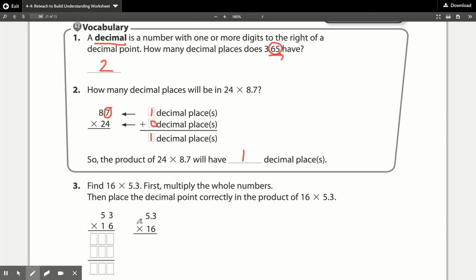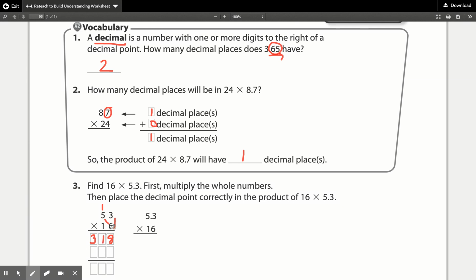So now we are going to find the product of 16 times 5.3. The first thing that we're going to do is to just multiply the whole numbers like we would normally do. So we're going to do 6 times 3, that equals 18. Make sure you carry that 1. And then I'm going to do 6 times 5 plus that 1. So 6 times 5 is 30, plus 1 more would be 31.